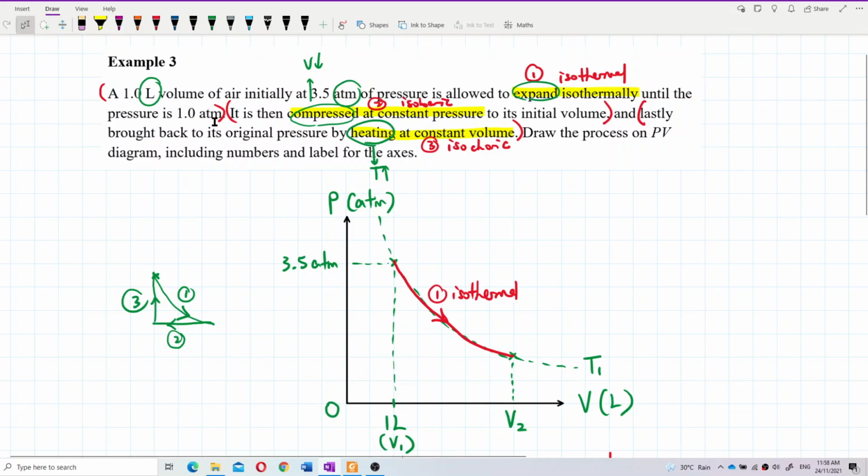Until 1 atmospheric pressure, you see, expand, become 1 atmospheric pressure. That means is over here. Yeah, this is 1 atmospheric pressure. Then compress at constant pressure back to the initial volume. So you go back to the initial volume, 1 liter. So the graph should go constant. You know, this is isobaric, constant pressure.